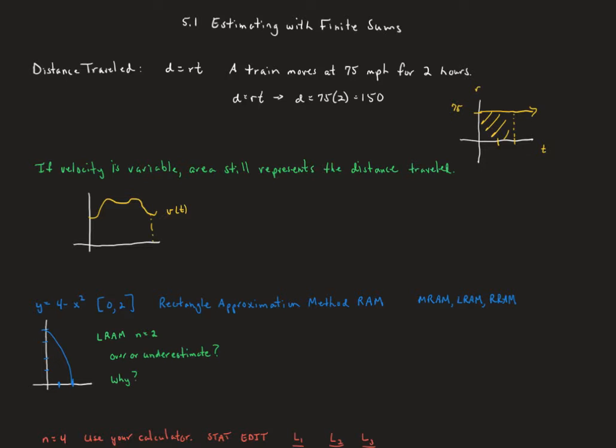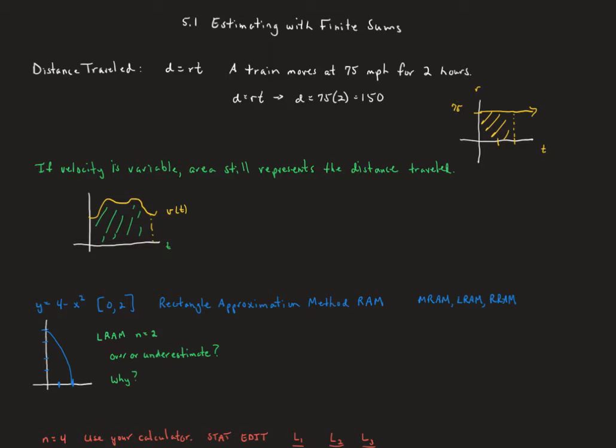Now, that idea of distance being represented by the area under a curve is true when the velocity is variable as well. For example, if we have this curve that looks variable, then the area between the curve and the x-axis, if that's a velocity curve and this is time on the horizontal, represents the total distance traveled over that time period.